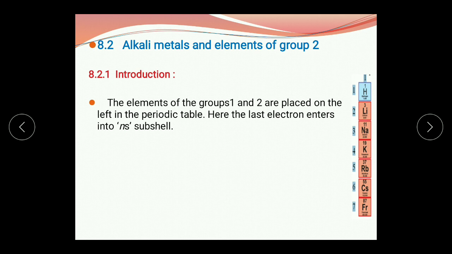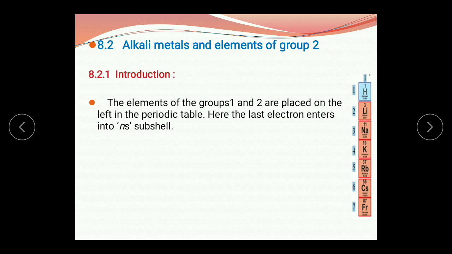But it does not show any property similar to that of halogens. Hence, nowadays, hydrogen is placed at the center in the first period only. But at the center, it does not belong to alkali metals or halogens. The study of hydrogen has been deleted, hence I will not go into detail.